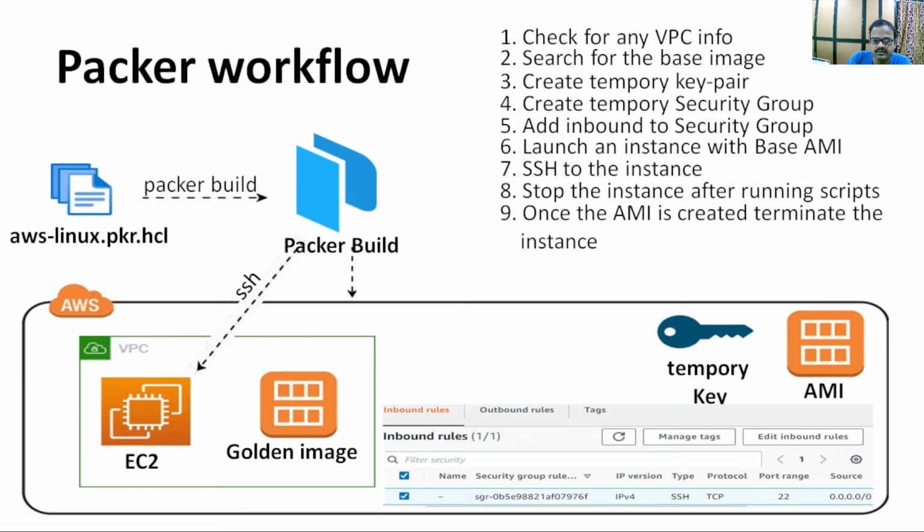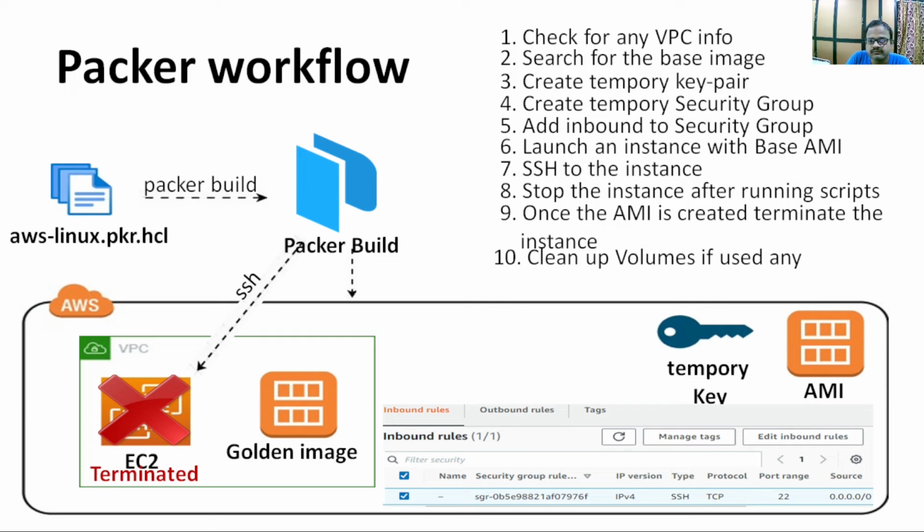So as you can see, we have taken a base image and done some configuration on top of it. We have created an instance in the target region where we want to create a golden image. That instance will run some scripts to create the golden image. Once the golden image is created, we have no use for this instance, so we will terminate it. That's it. Then we have to clean up.